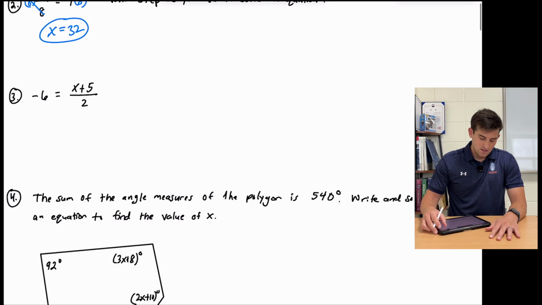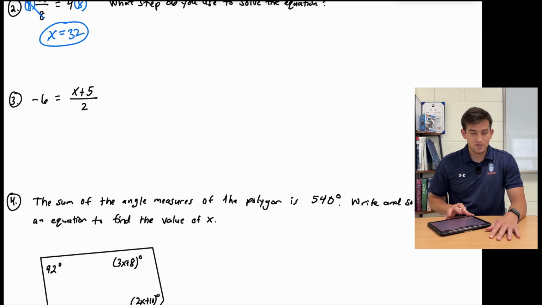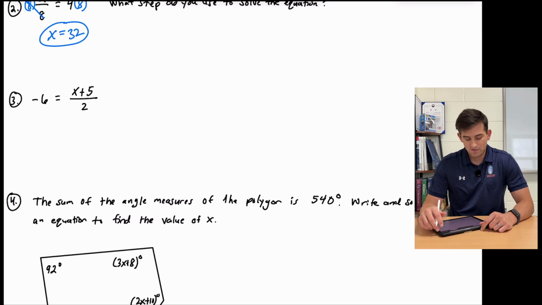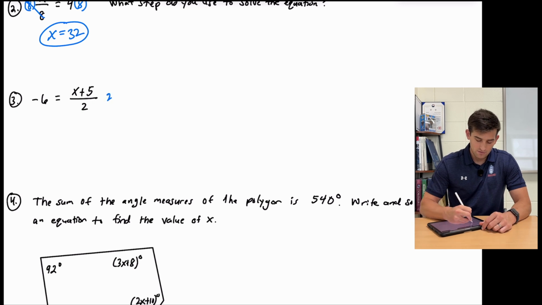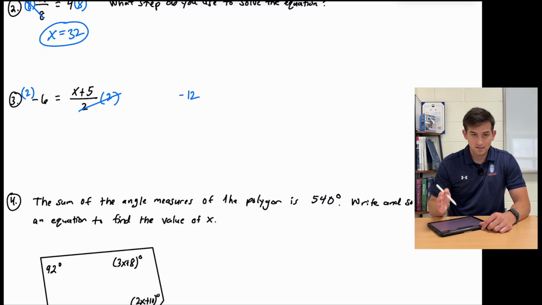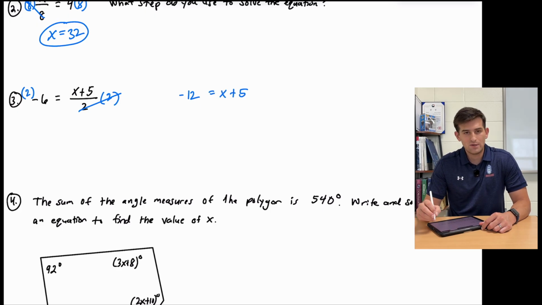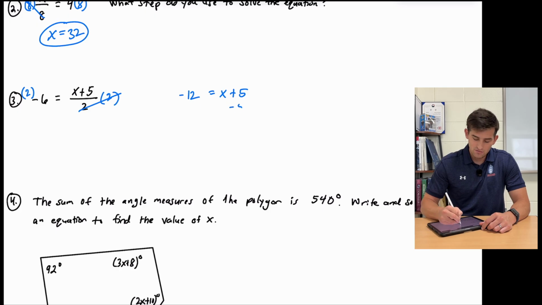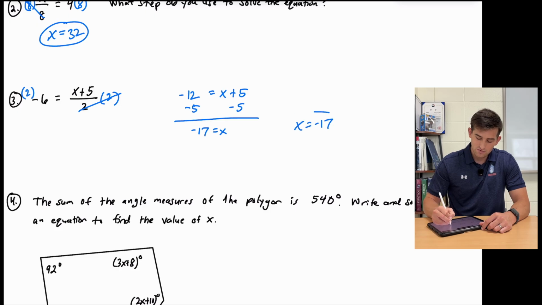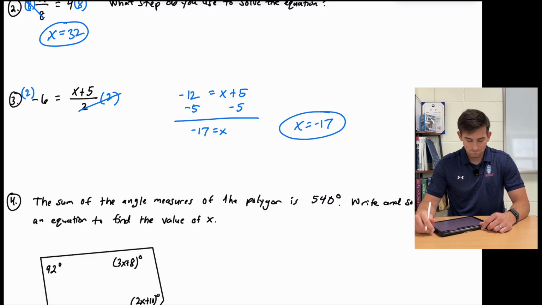All right. Number three, we have a couple different operations now. We have negative 6 equals x plus 5 all divided by 2. So I'm going to first multiply both sides by 2. That's going to get rid of that 2. And then we have negative 6 times 2. So on the left side of the equation, we get negative 12. Now that's equal to x plus 5. And now we just need to subtract 5 from both sides to solve for x. Negative 12 minus 5 would be negative 17. So we could write x is equal to negative 17.